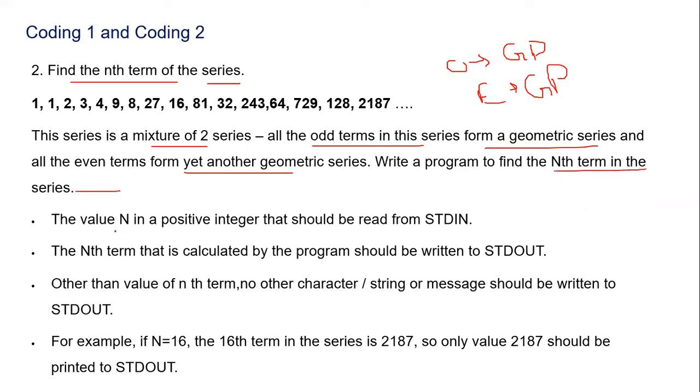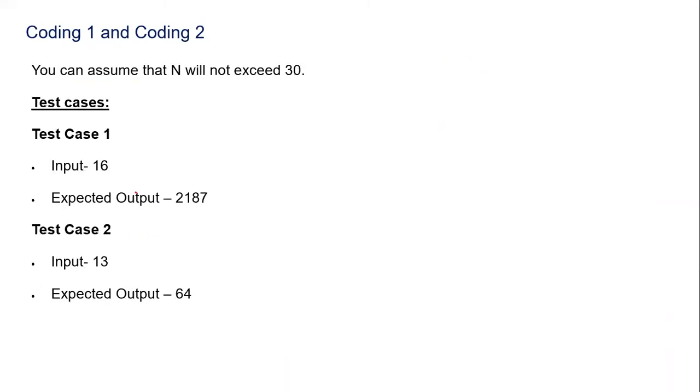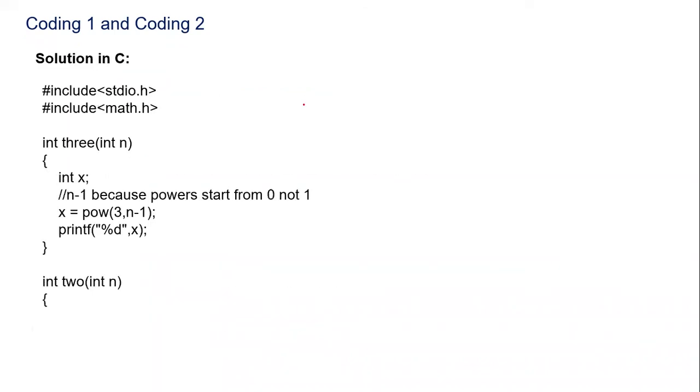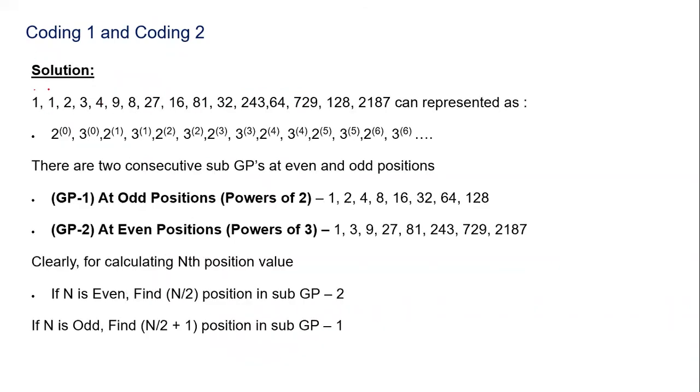They have given some rules. The value n is a positive integer that should be read. The nth term is calculated by the program. Other than the value of n, no other character string should be written to the standard output. If n is equal to 16, the 16th term is 2187, and 2187 should be printed. So now you understood, and they have written that you can assume that n will not exceed 30. Fair enough. Now we have all the series here.